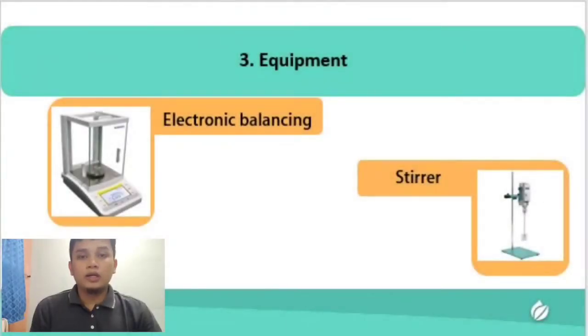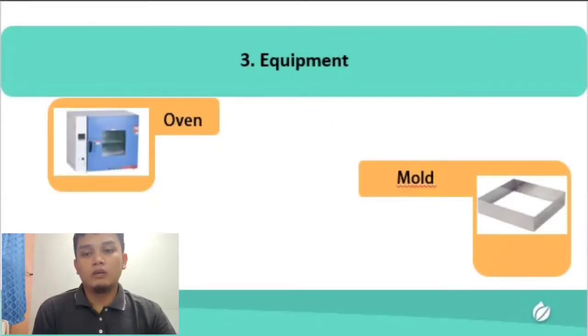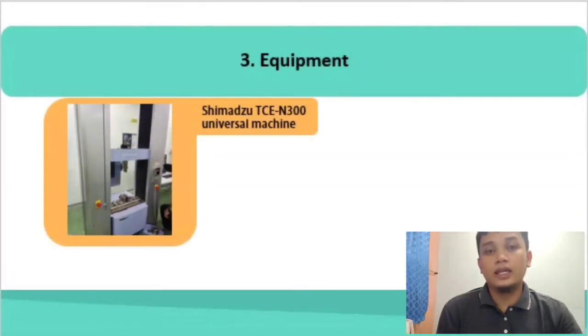The equipment used to complete this experiment is an electronic balance, a stirrer, an oven, a mold, and also the Shimadzu AGS-X 300 universal machine. This machine is used to carry out three-point bending testing.